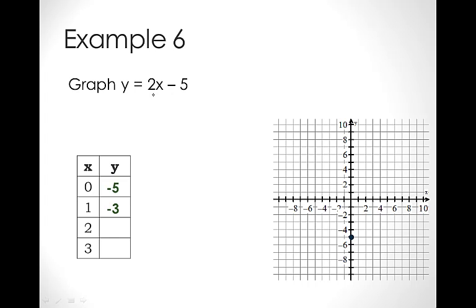2 times 1 minus 5 is negative 3. Do the same thing for a 2. You get negative 1. Same thing for a 3. You get 1. And then draw your line. And you'll get quicker at these once you do maybe 5 or 6 of them. It may take more than that.